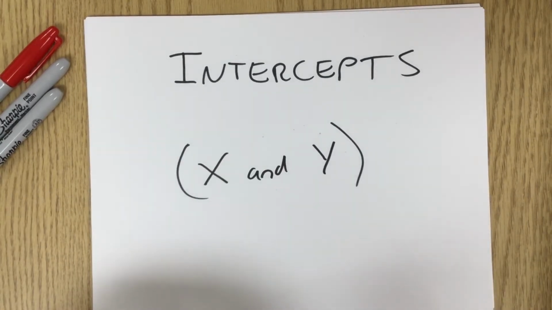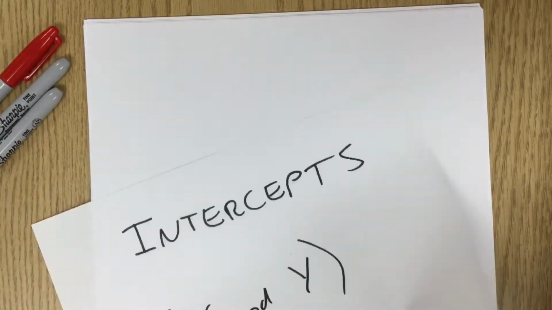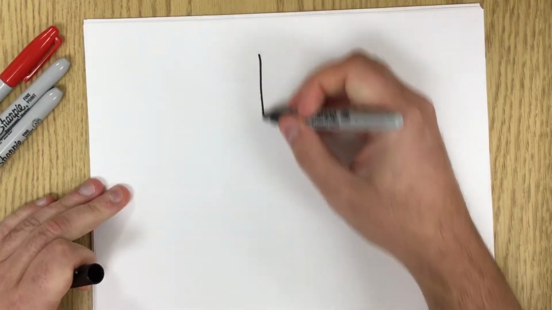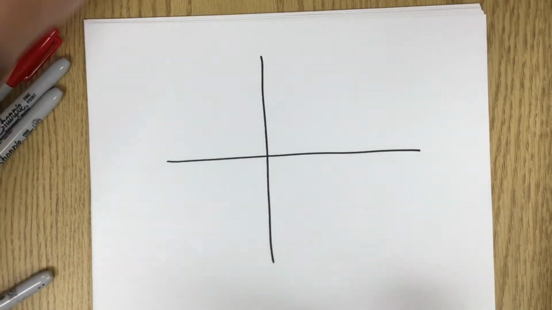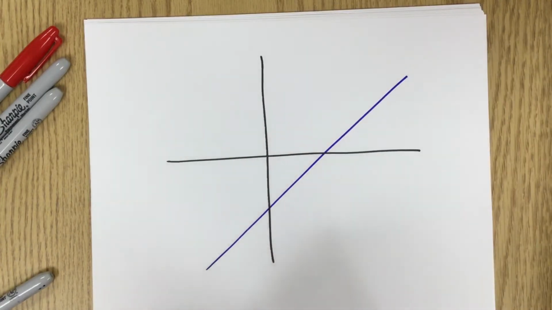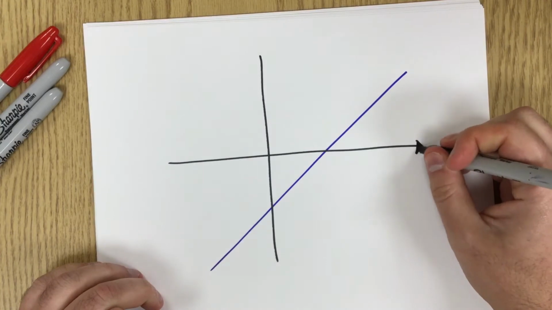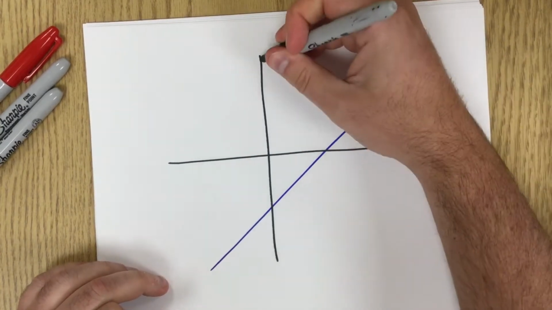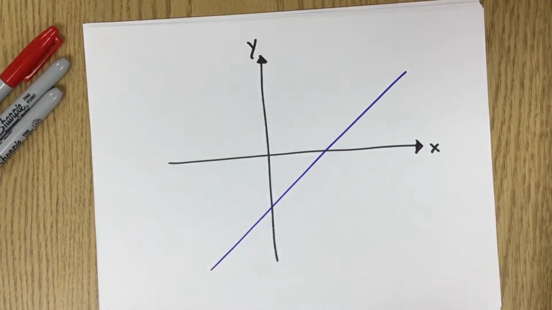We have something called x and y intercepts. So I'm going to show you what those mean. So let's say we have a graph like this, and then we have a line. So we'll call this the x-axis, and we tend to call this often the y-axis, and that's our line.